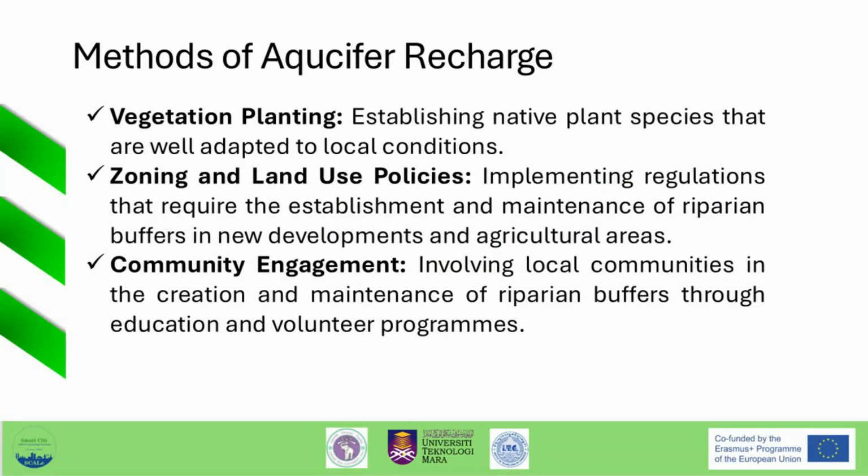There are three methods of aquifer recharge. Method number 1 is vegetation planting, which is establishing native plant species that are well adapted to local conditions. Method number 2 consists of zoning and land use policies that require implementing regulations on the establishment and maintenance of riparian buffers in new developments and agricultural areas. And method number 3 is community engagement, involving local communities in the creation and maintenance of riparian buffers through education and volunteer programs.